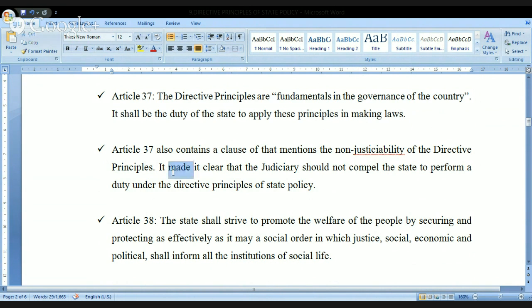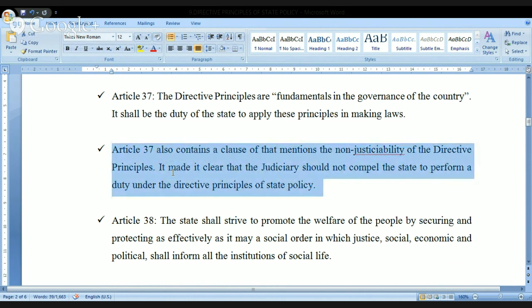Look at this. Article number 37 also made it clear that it mentions the non-justiciability of the directive principles. It made it clear that the judiciary should not compel the state to perform a duty under the directive principles of the state policy. Just now, I told you one thing. I was using a concept called judicial review sometime back. But when the government is functioning, if the state is not adopting any principles that are mentioned in the directive principles, court cannot compel the government to do this particular activity.